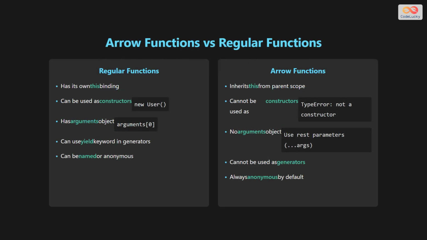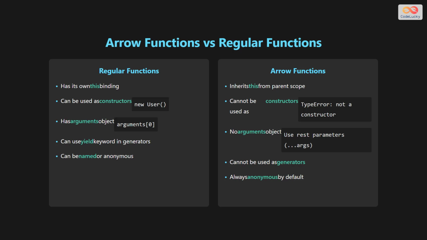There are some key differences between regular functions and arrow functions, making each suitable for different use cases. Regular functions have their own this binding, which can be useful but also tricky to manage, particularly in callbacks. They can also be used as constructors, using the new keyword, and have an arguments object, which contains all the arguments passed to the function. Regular functions can use the yield keyword in generators, and they can be named or anonymous.